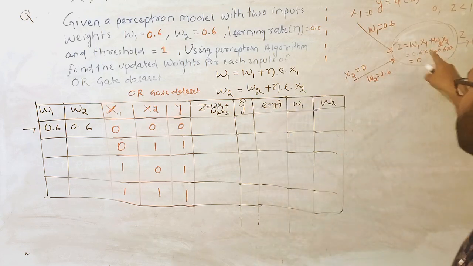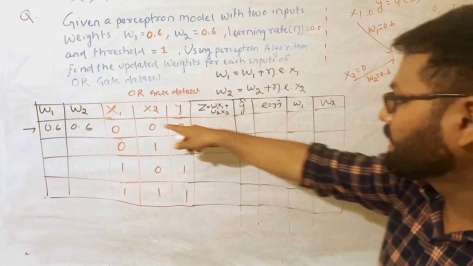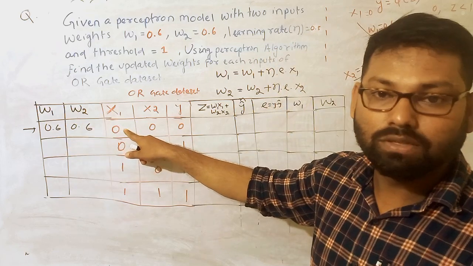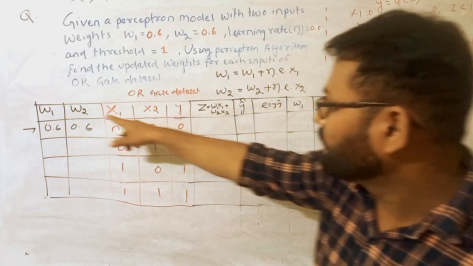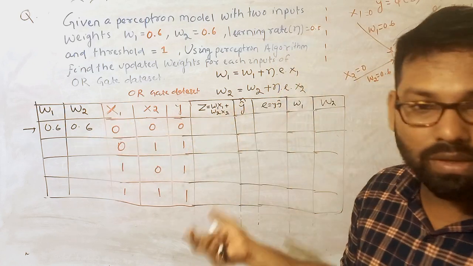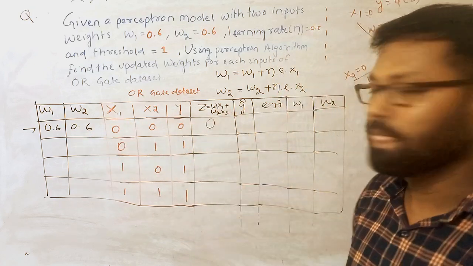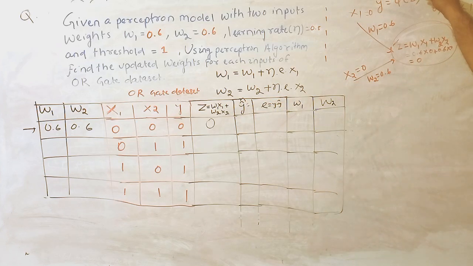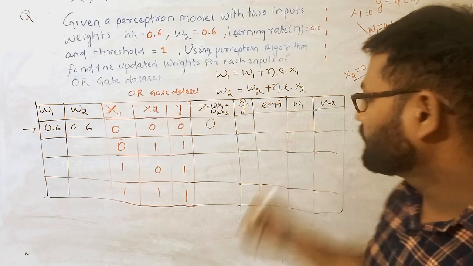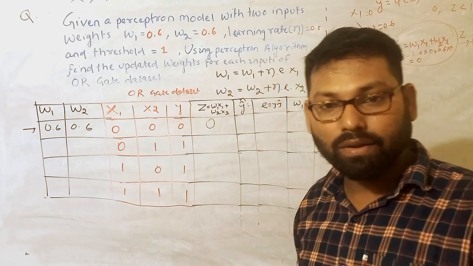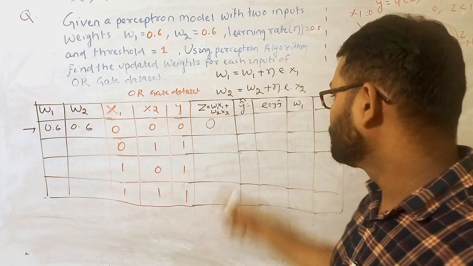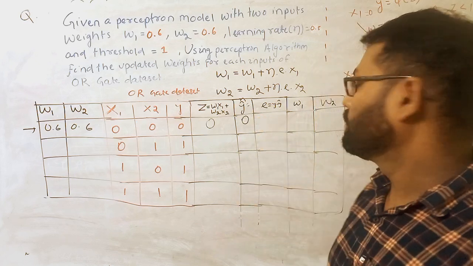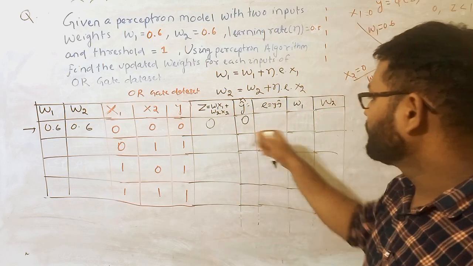You calculate that using this formula. Z value is equal to W1, you can also count directly here. Z is equal to 0.6 into X1 0, that is 0, plus W2 X2, 0.6 into 0, both are 0, so this value is going to be 0. Okay, then how to find the Y value? Using this formula. How to find predicted output? Using the activation function. If this Z value is greater than 1, then output is going to be 1. Since it is less than 1, the output is also going to be 0.